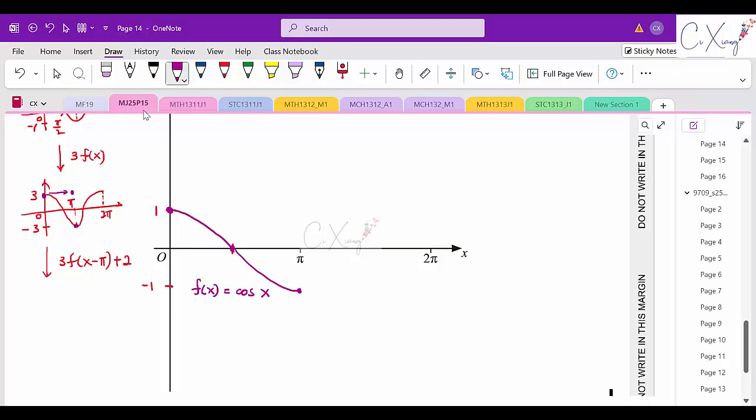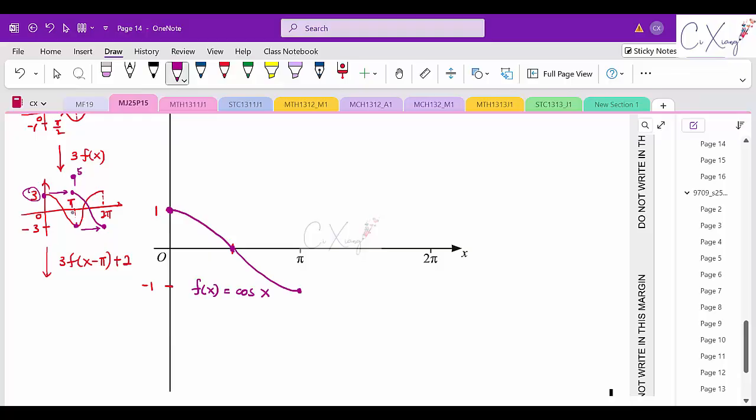Okay, then this original graph, you move it pi units to the right, then it will become something like this. So your graph will become something like this, the purple color one, after you move it pi units to the right. Then after that, you have to move up 2 units because of plus 2. So the 3 here, you need to add 2 units, it becomes a 5. Then for the -3, you also shift up, it becomes -1.